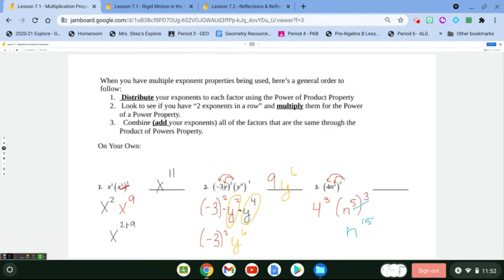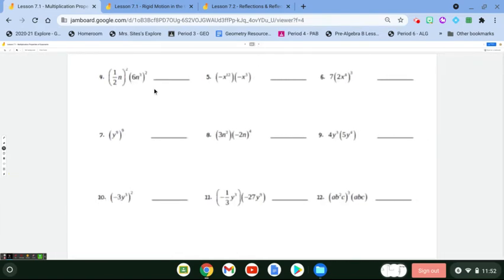I'm just going to bring down that 4 to the 3rd. And I know, let's see, 4 times 4 is 16, and then 16 times 4 is going to be 64. So that's going to be 64n to the 15th for my answer for question number 3. So we're going to try out 3 more, and then you're going to try the last 6 on your own. Okay, so here we go.